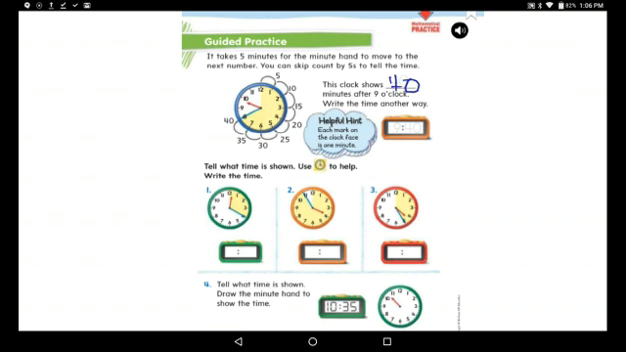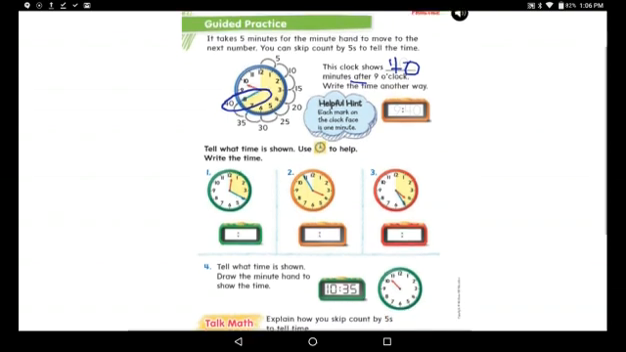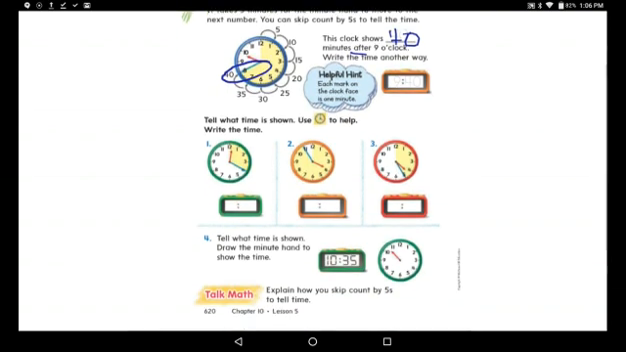Okay, after 9 o'clock. Look at the long hand and look at the short hand. The short hand is pointing closer to 10, but it's not 10. It still did not reach 10. So it's 40 minutes after 9 o'clock. So write the time another way. How do we write the time another way? We will use the digital clock and write 9:40.